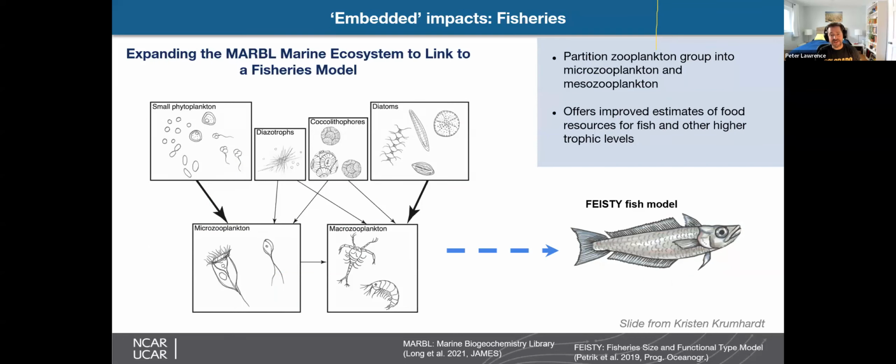We also have other systems, such as a marine ecosystem model that's built into the ocean model. It allows us to go from phytoplankton to zooplankton. And then we can use further models, such as the FEISTY fish model, to work out how fish populations are responding under changing climate.